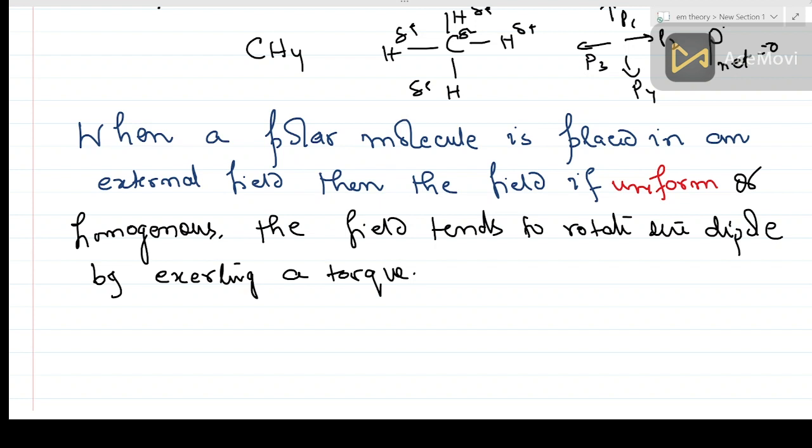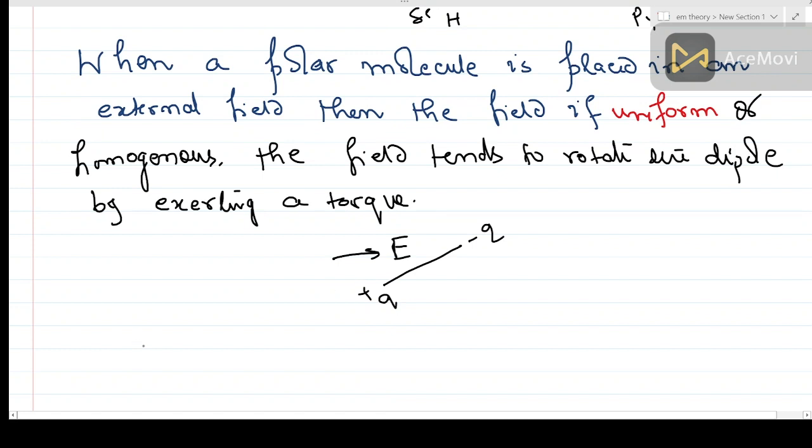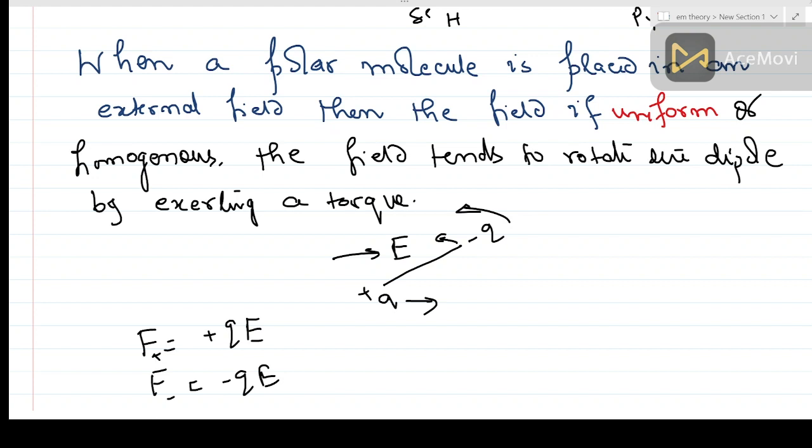How is this torque produced? Suppose you have a dipole like this, plus Q and minus Q, and there is an electric field E. At each end the electric field will exert a force: F plus is Q times E for the plus charge, which will tend to move the plus charge in this direction, and F minus is minus QE, which will tend to move the minus charge in this direction. The net effect will be a rotating motion. The dipole rotates. The result is that there is a torque that acts on the dipole.